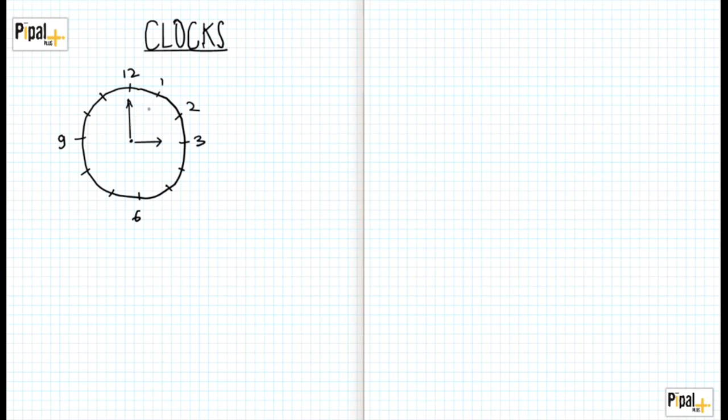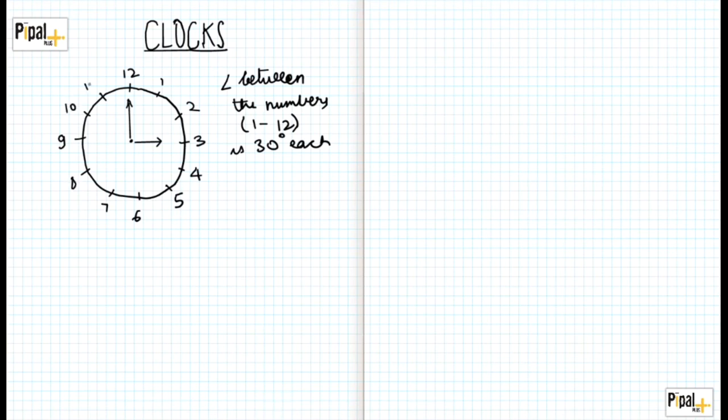So clearly the angle between 12 and 1 on the clock, or the angle between 1 and 2 on the clock, is 30 degrees, right? So the angle between the numerals, the numbers 1 to 12 on the clock face, is 30 degrees each, right? That means the angle between 12 and, let's say, 4 is going to be 30 into 4, 120 degrees, right? So that's the first thing we should know.